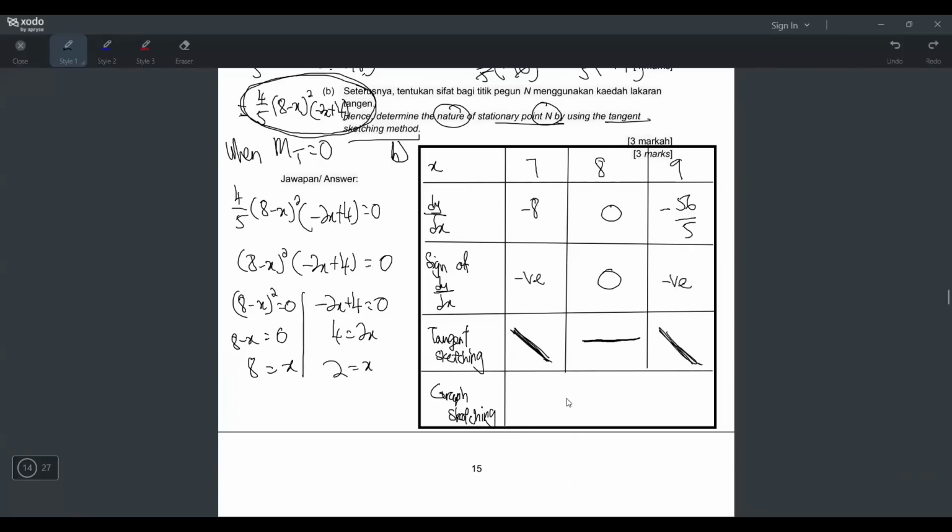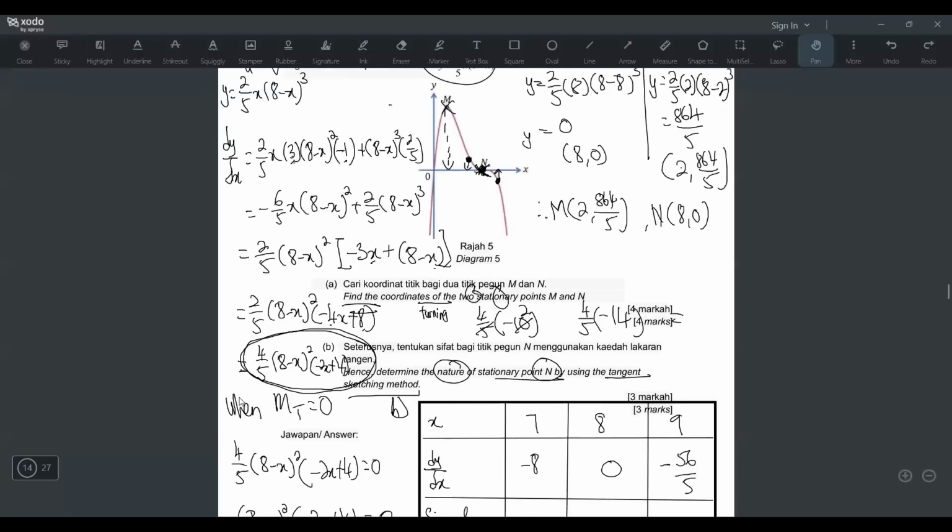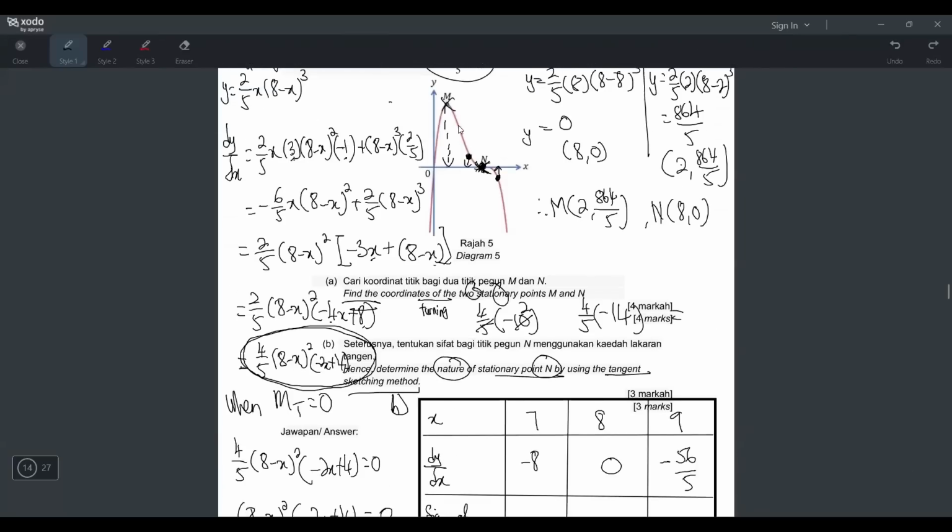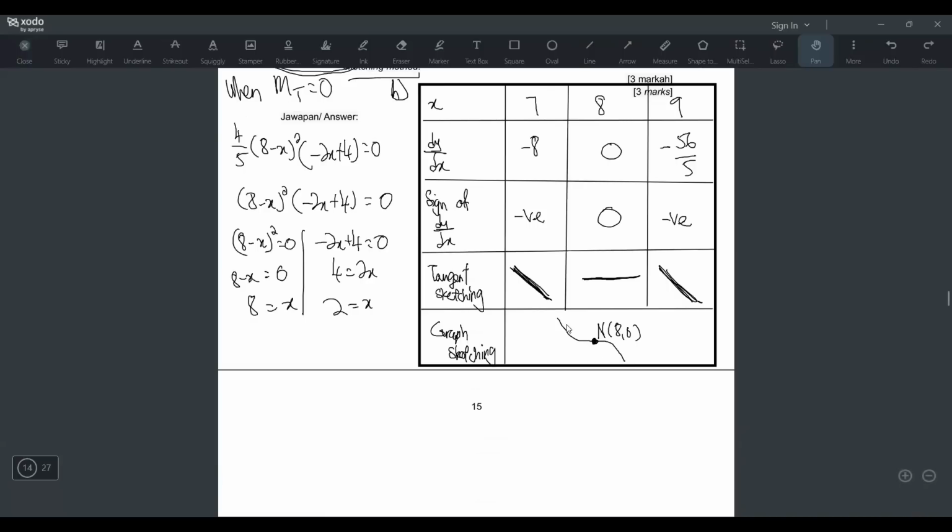So the graph sketching will not be like this, it will not be like this, and will also not be like this. Because you can see that if I join these three lines together, it will look like this. Yeah, this is what it looks like. And your turning point, this is the point N, 80. Is it 80? I forgot. Yeah, 80. And you can even see it from the graph here. It's exactly the same result as what I get here.